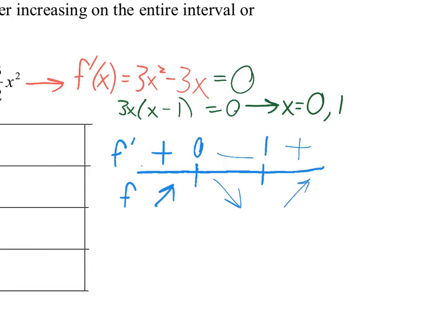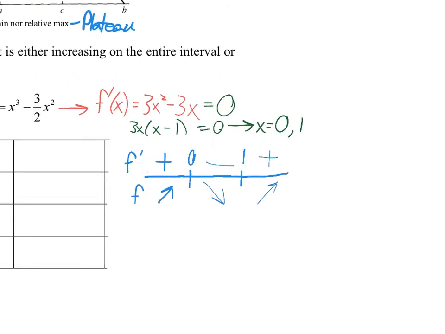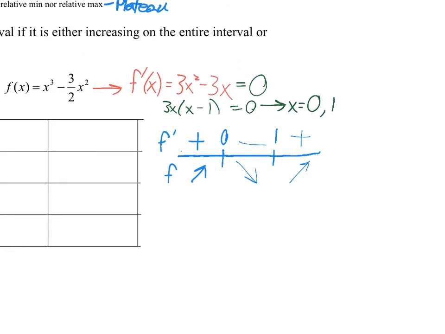So this tells me right here that at 0, I have a relative max, and at 1, I have a relative min.